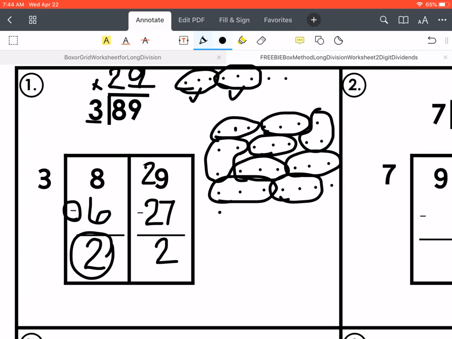Now, there's some that's left over. There's nowhere that we can drag our 2 up to. It's not going to work. I have 2 left over. Remember in class we talked about that is our remainder.